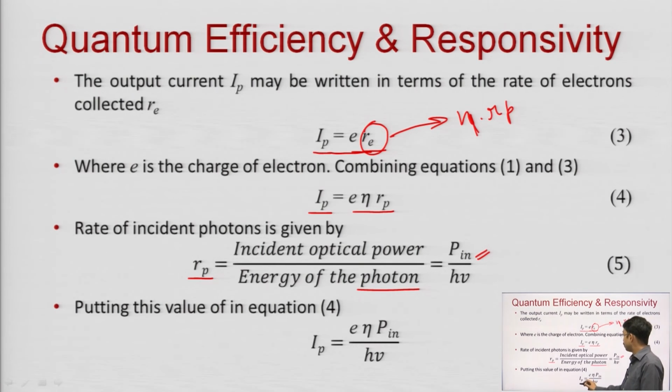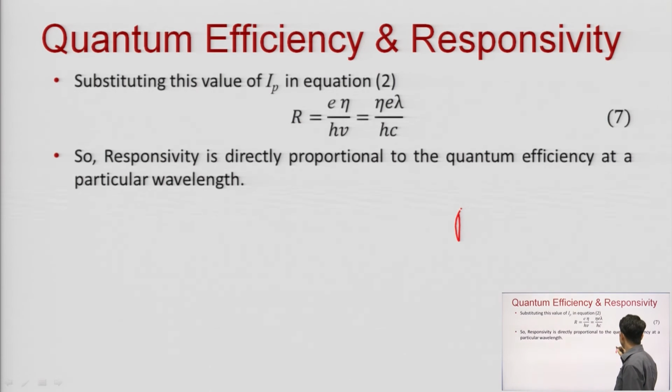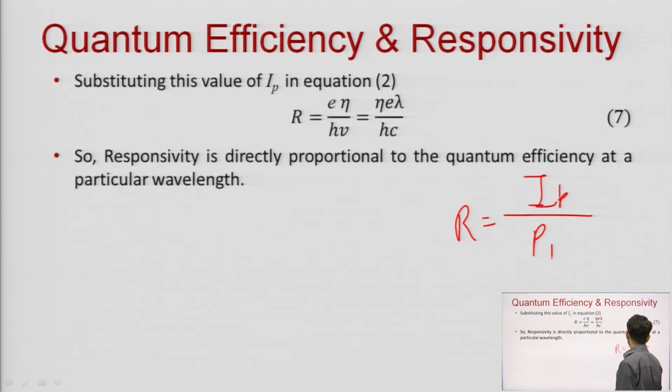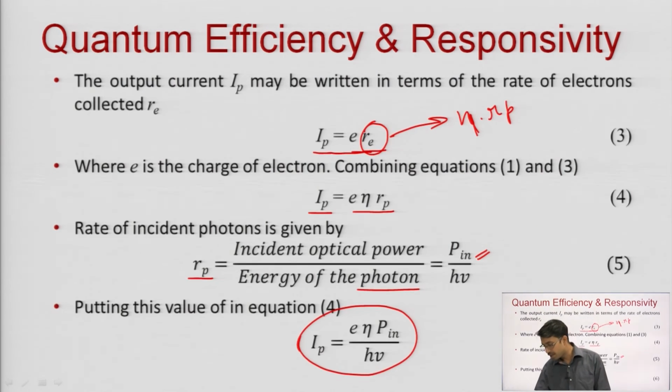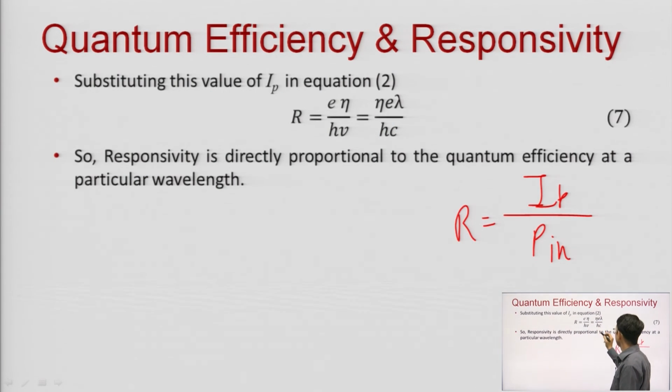Fine. Now, we have to put this value of IP in the equation of responsivity. What is responsivity? Responsivity is photocurrent divided by incident power. This photocurrent, we have derived an expression for it: IP is equal to E eta P in upon h nu. We replace this IP by this value. So, E eta P in upon h nu, and P in cancels out over here.